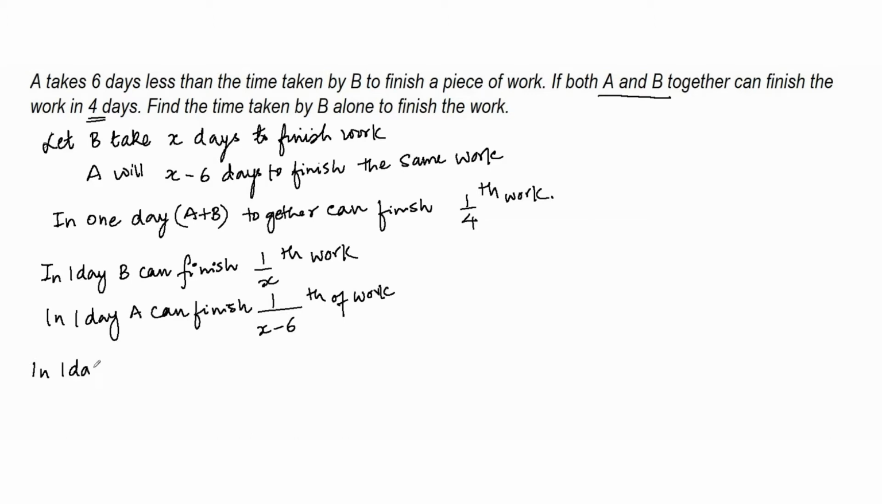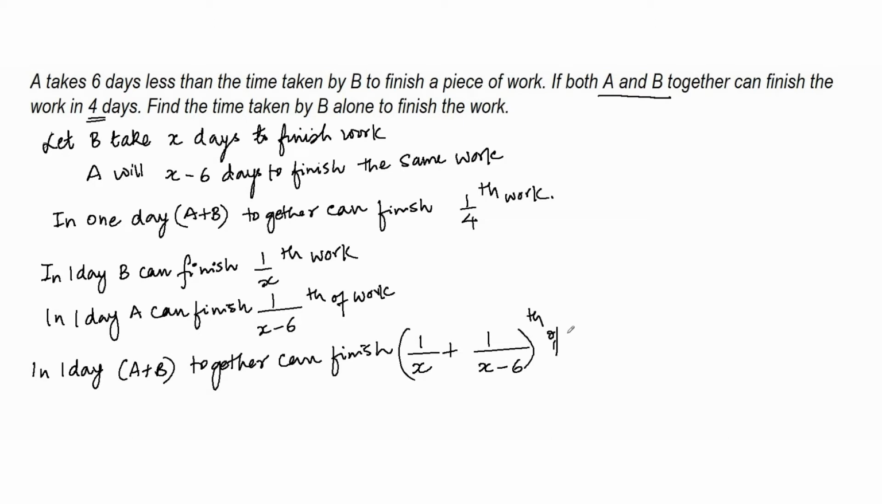So in one day I know that A and B together can finish: B finishes 1/x of the work and A finishes 1/(x minus 6) of the work. So in one day together they will finish 1/x plus 1/(x minus 6) of the work, right? And it is given that this fraction is equal to 1/4. So I can say that the equation is 1/x plus 1/(x minus 6) is equal to 1/4.